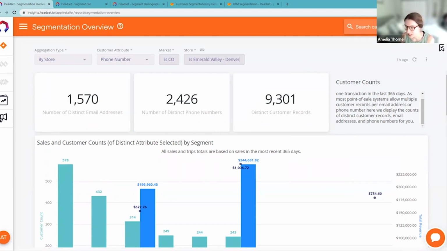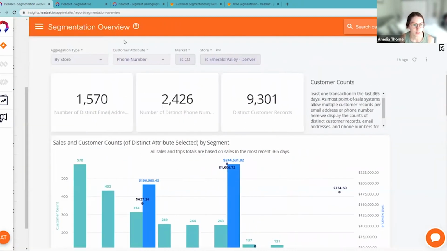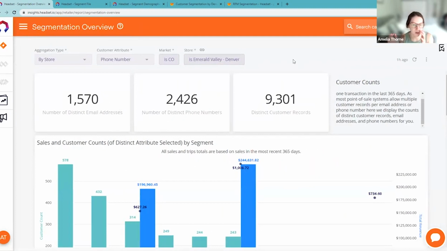So segmentation specifically, like I mentioned, we build it out into different segments within recency, frequency, and monetary value. The first dashboard here, the segmentation overview, gives you a really high level overview of who is coming to your store and what segments your customers fall into. To explain what we're looking at, we can aggregate this by store, or we could look at all of the stores together. We can look at customer attribute.